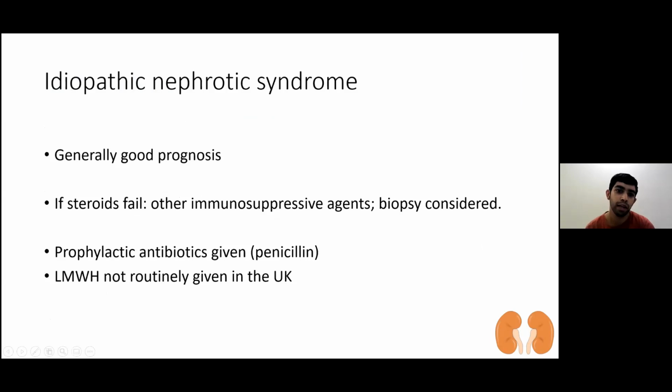And generally, the prognosis is good. And we've covered these points here. So if steroids fail, which is the minority of children, we tend to give other immunosuppressive agents. And then at that point, we'd consider doing a biopsy. Prophylactic antibiotics do tend to be given. It varies depending on what their presentation is like, but they can be given and they do have a role. However, in children, low molecular weight heparin is not given routinely in the UK.